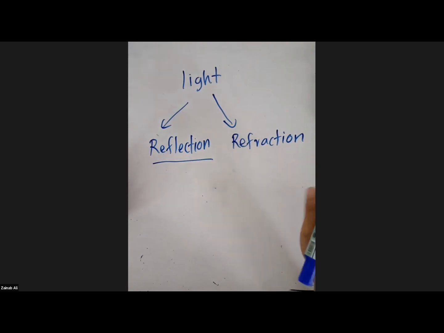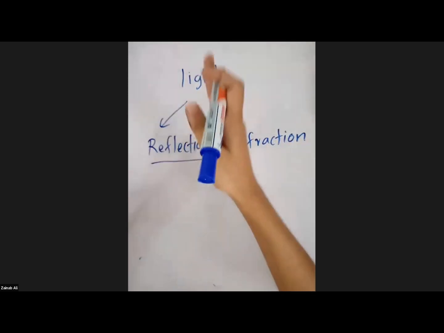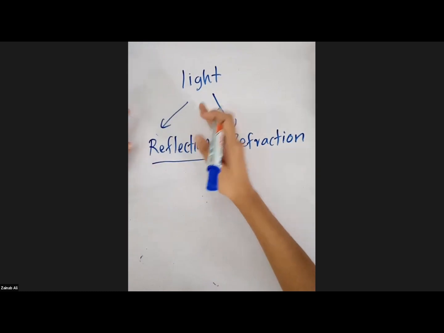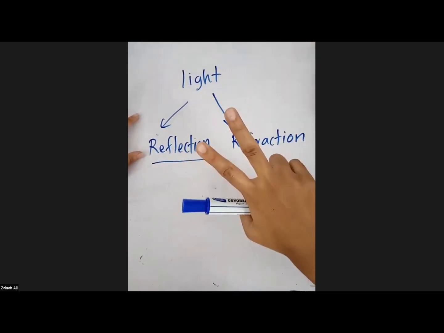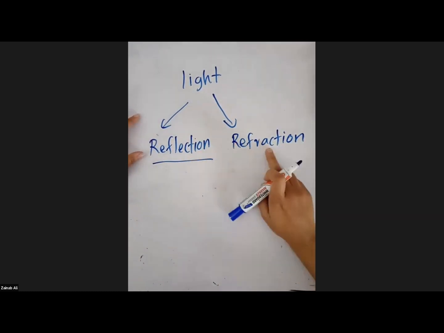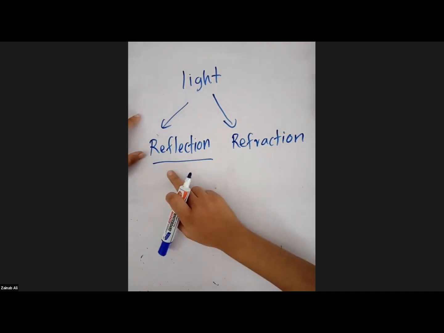We have only 1.5 hours. We'll try to finish reflection of light. So light has two properties: reflection and refraction. Today we will be studying what is reflection.